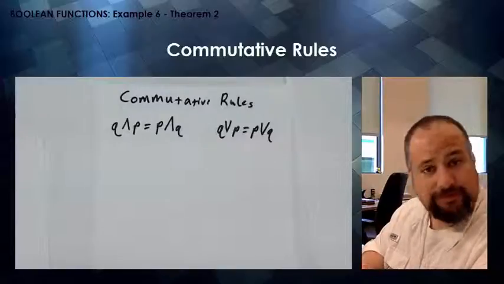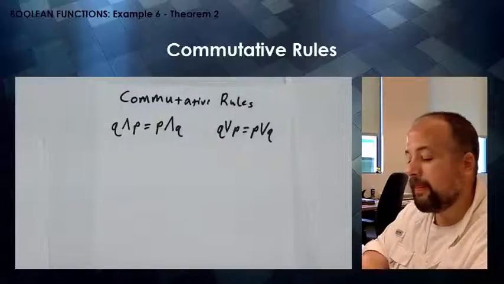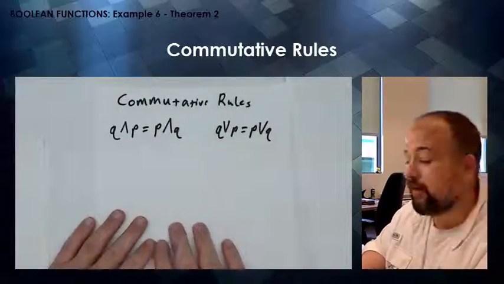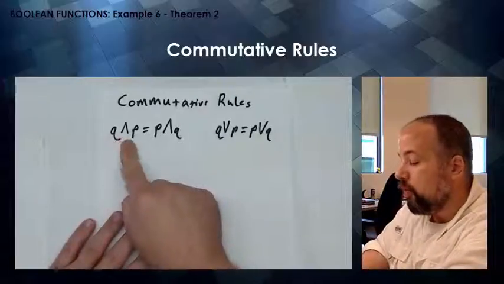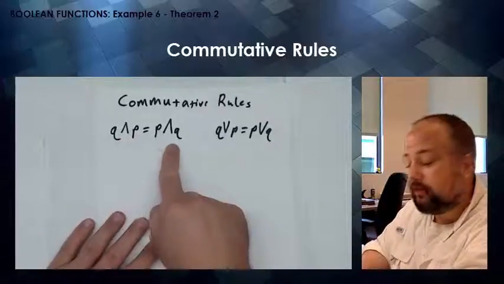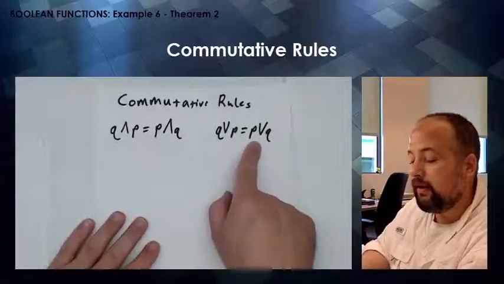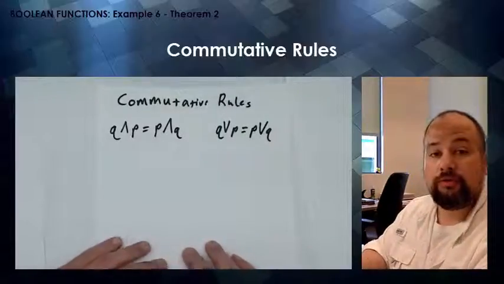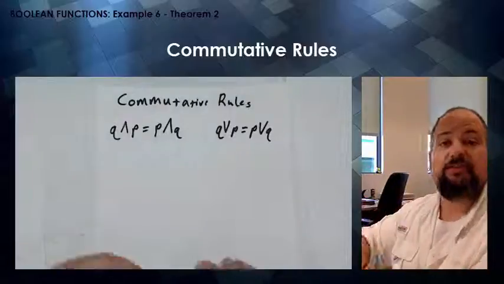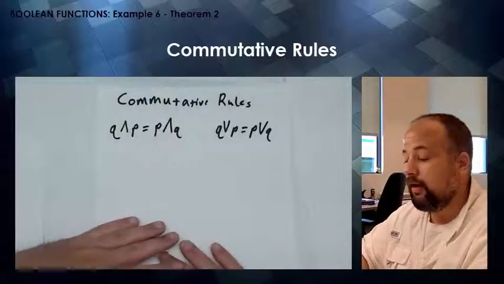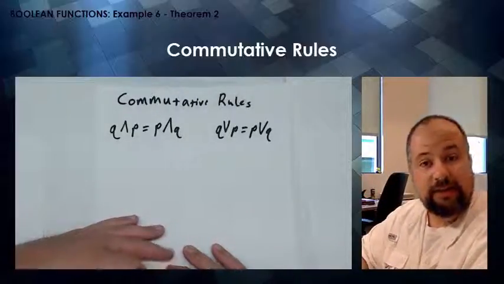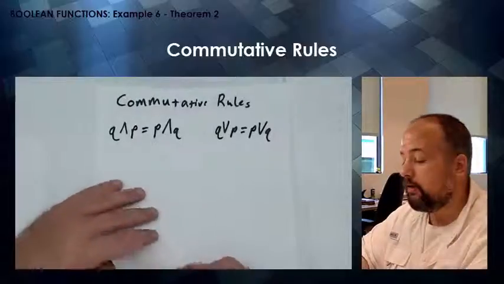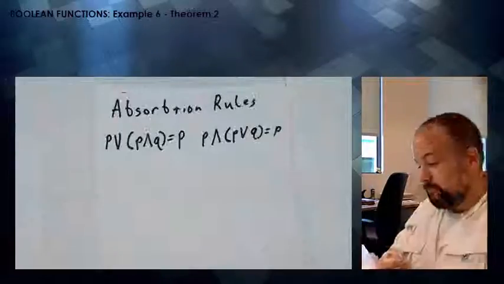Commutative rules, right? This is again just another way of saying order doesn't matter. Q and P is the same as P and Q. Q or P is the same as P or Q. And again, that rule allows us to move things around and put things next to each other that might allow us to negate things or get a double negative.